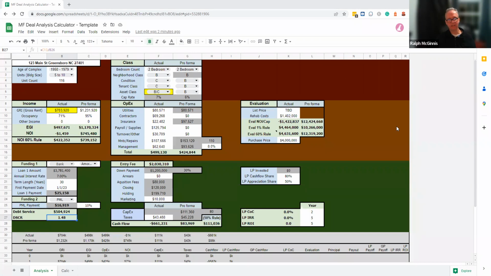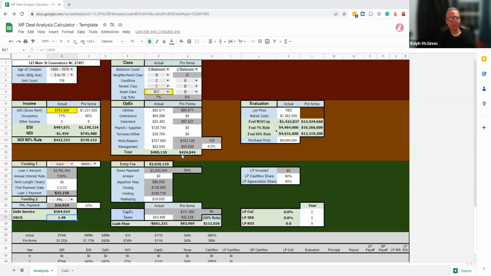Everyone understand the DSCR, debt service coverage ratio? So that ratio should be 1.25 or better, and I recommend even better. 1.48 is basically 1.5. That's a strong debt service coverage ratio.